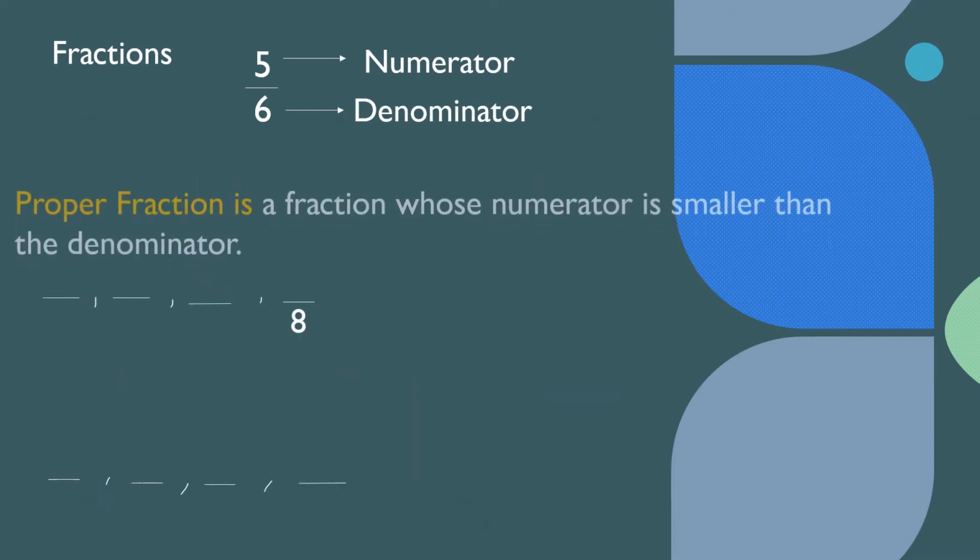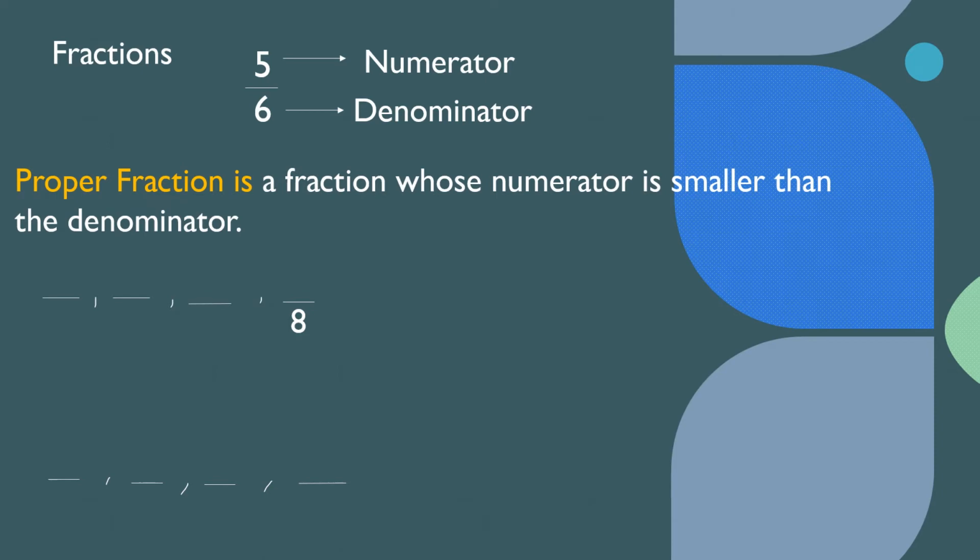Another term na kailangan natin pag-aralan, actually review lang ito kasi nakuha nyo na ito sa elementary, ay ang tawag na proper fraction. Is a fraction whose numerator is smaller than the denominator. So, pag ang fraction, ang numerator nila ay mas maliit kaysa denominator, ang tawag sa kanila ay proper fraction. So, 1/5, 3/5, 3/4, 7 over 8. So, mas maliit yung nasa taas, numerator, kaysa sa denominator.